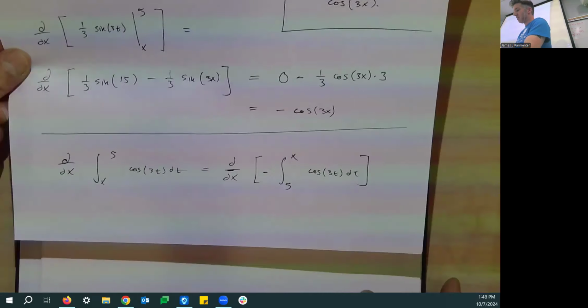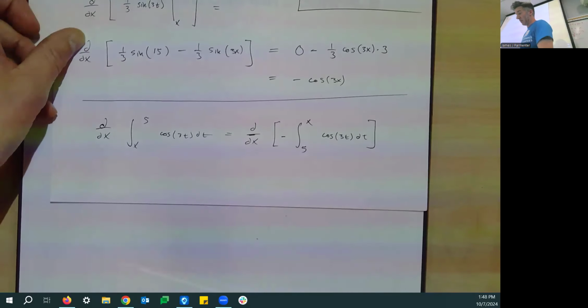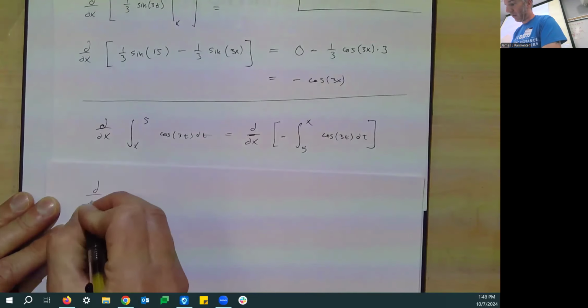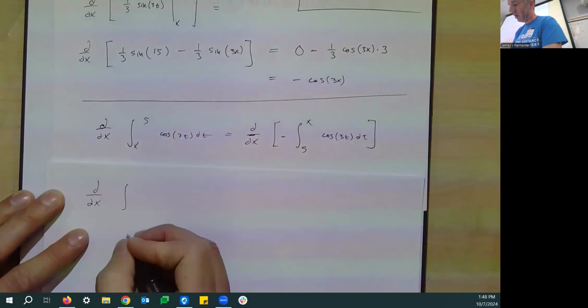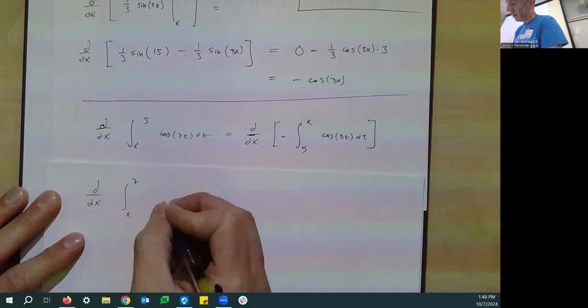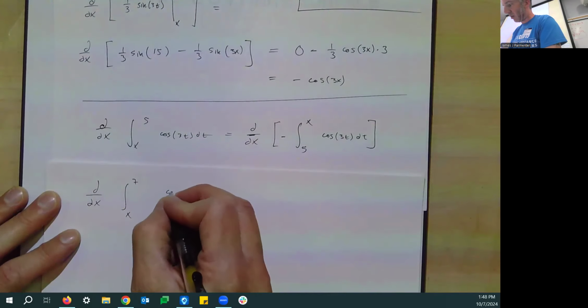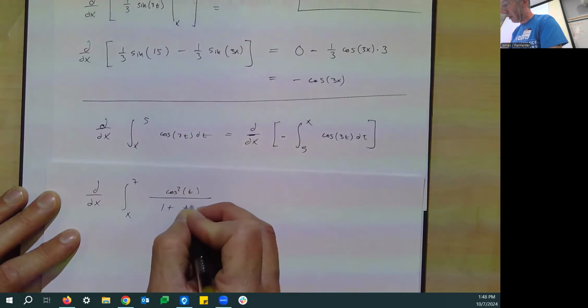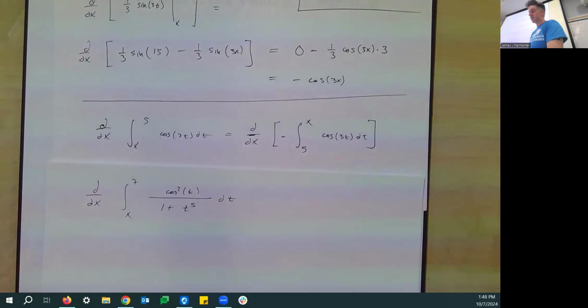We could ask similar questions for much worse looking things. For example, someone could say, what's the derivative of the integral from x to 7 of something like cosine squared of t over 1 plus t to the 5th power dt? This function is probably not antidifferentiable.